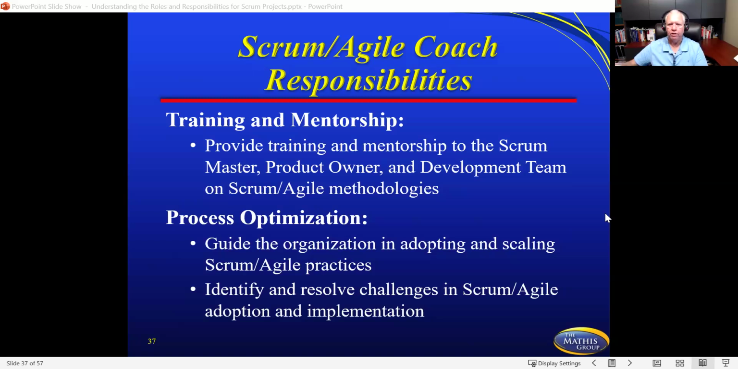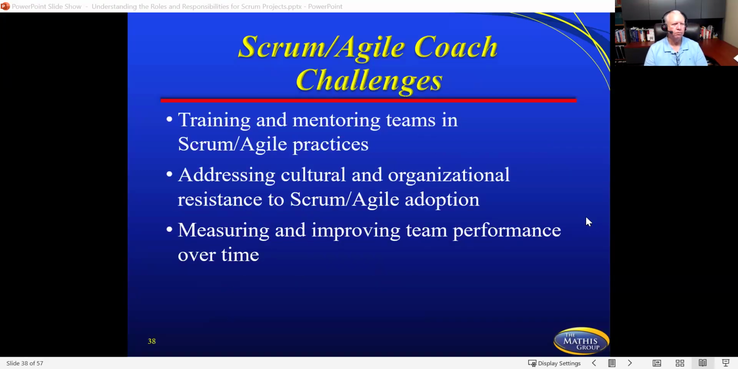So you can see if she's going to do this, this requires an experienced person to be able to do this. Process optimization. Guide the organization in adopting and scaling Agile and Scrum practices. So we're trying to tailor it to what we really need, even though we're using Scrum and Agile. Identify and resolve challenges in Agile and Scrum adoption and implementation. And you'll find yourself having to decide what can we do, what are we needing to use, and what do we not need. Other challenges might be training and mentoring teams in Scrum and Agile practices.